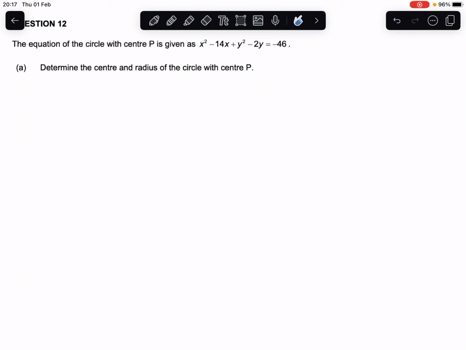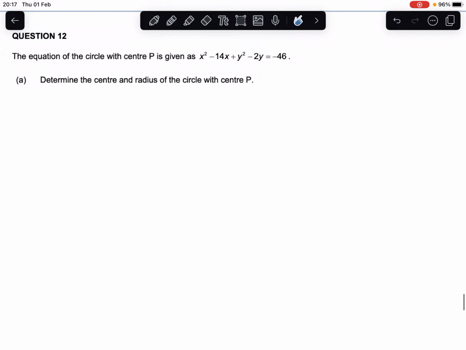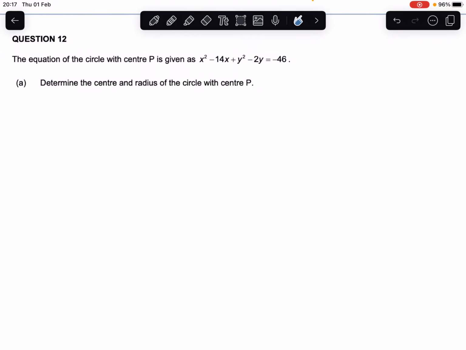Right, we are within the IEB May 2023 Paper 2, and today we're looking at question 12. Let's get into it. The question says the equation of the circle with center P is given as x squared minus 14x plus y squared minus 2y is equal to negative 46. Determine the center and radius of the circle with center P.